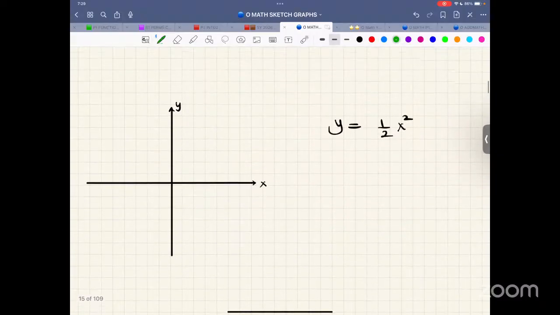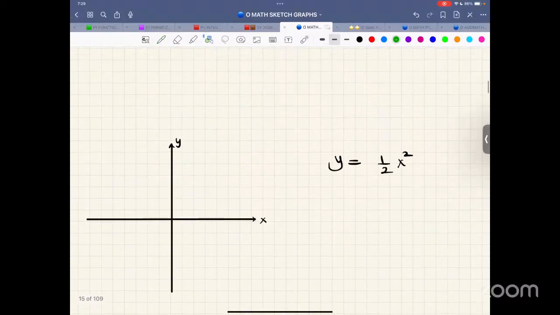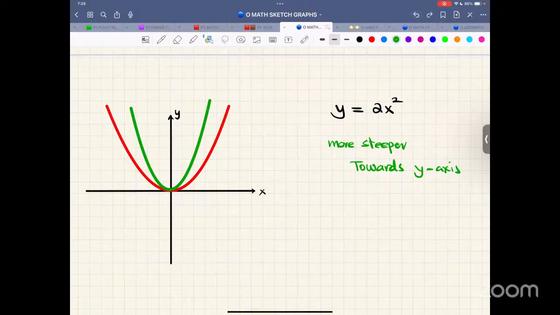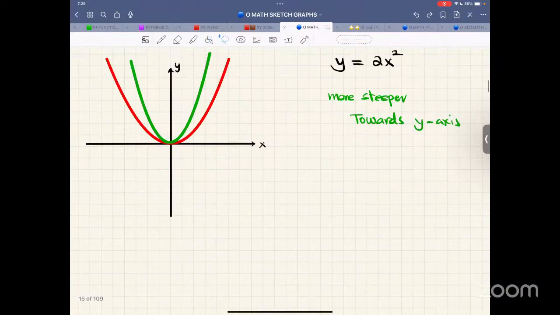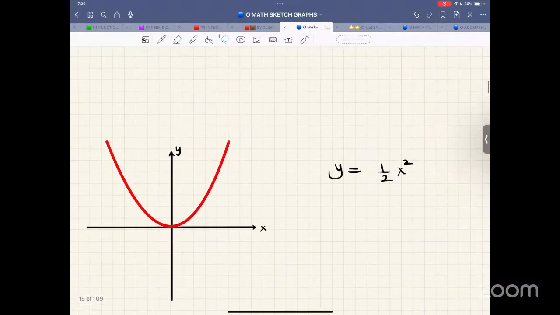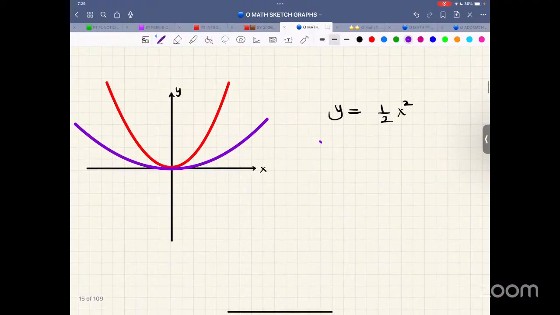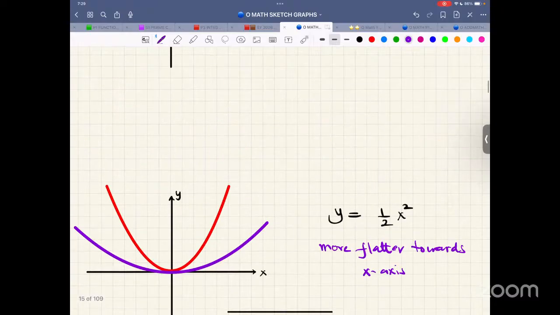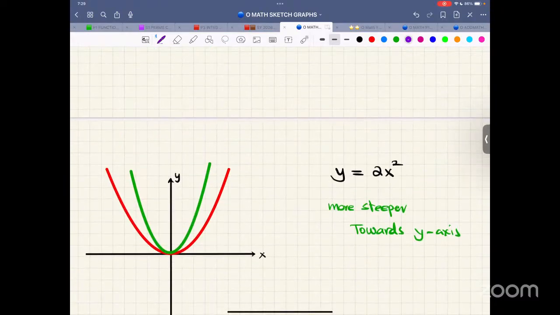Y is equals to half x square. So let me copy this thing. This one. Let me paste it over here. And half x square, this will become flatter, something like this. Okay. So now this is half x square, that is more flatter towards x-axis. That is the basic idea. So the shape is almost the same. One is more steeper, the other one is more flatter.